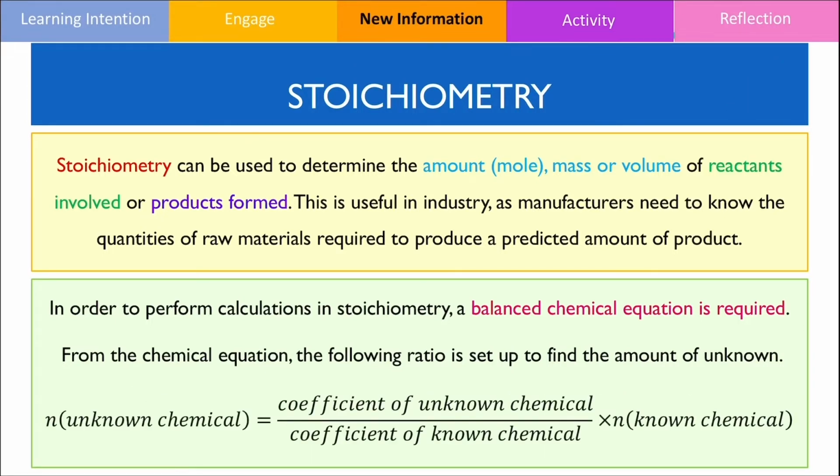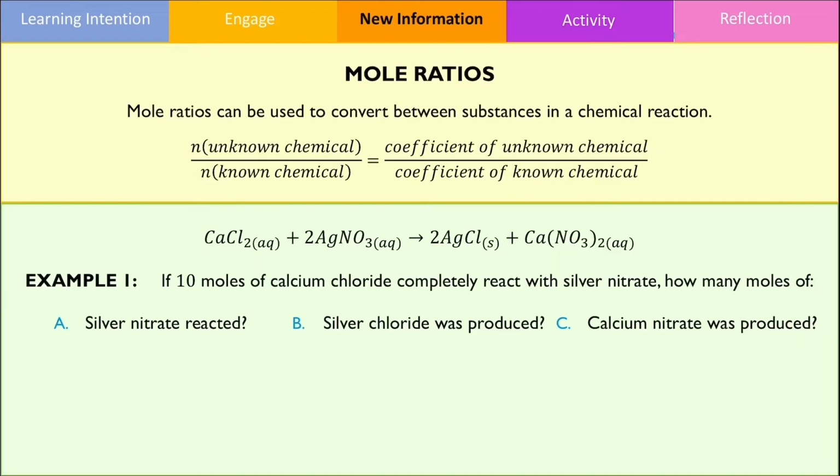Let's look at a basic example to see how we can use these mole ratios. In this example, we are given the number of moles of calcium chloride, which is the number of moles of known chemicals, which is the denominator in this case. In part A, I want to find the number of moles of silver nitrate, hence silver nitrate becomes my unknown, which I can then set up using the following ratio. The numbers 2 and 1 come from the coefficients in the equation.